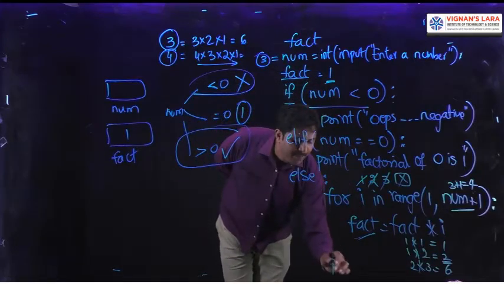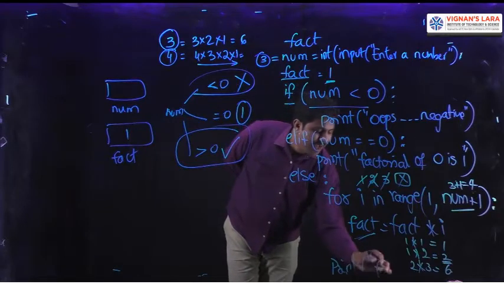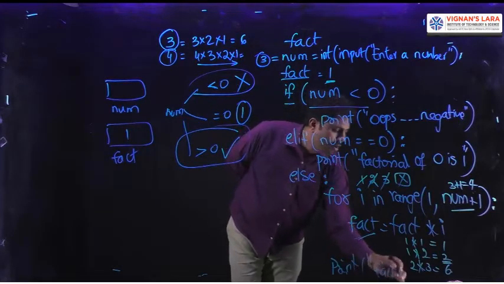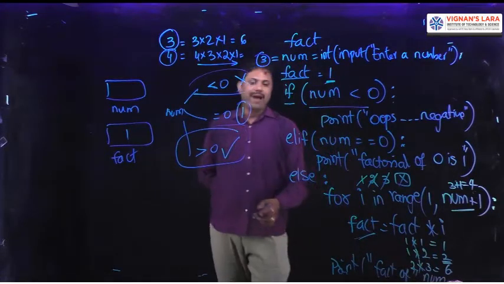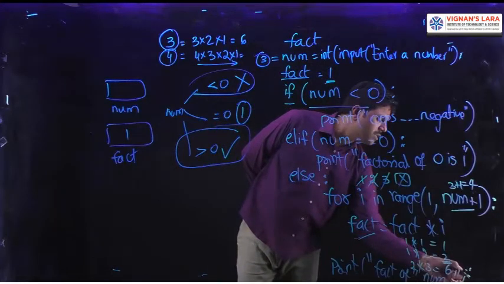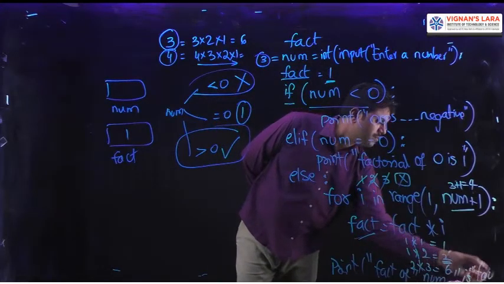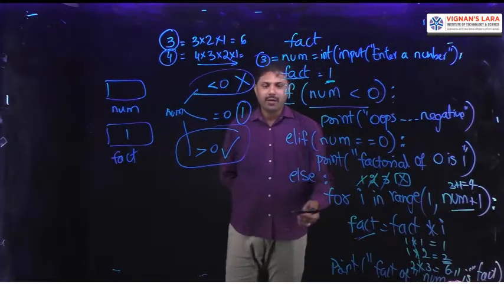Now I am writing a print statement. Print factorial of num is fact. Factorial of num is nothing but fact.